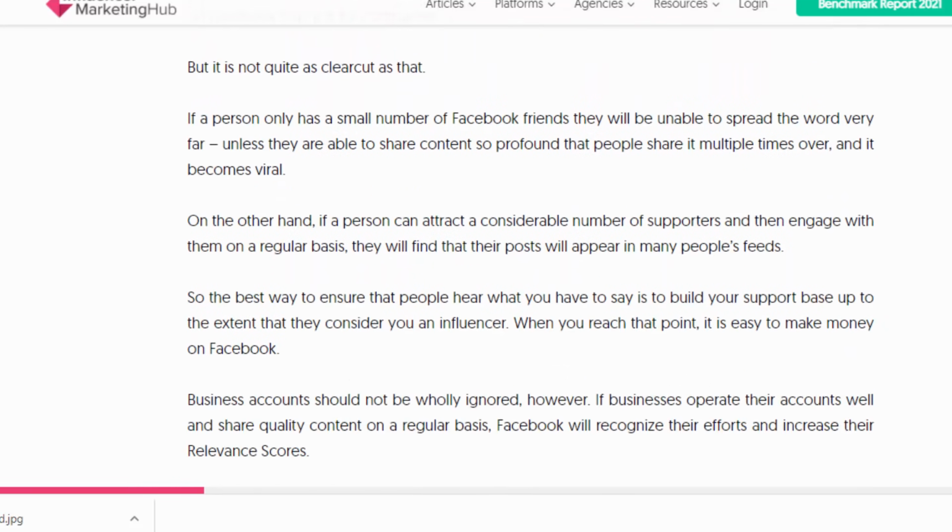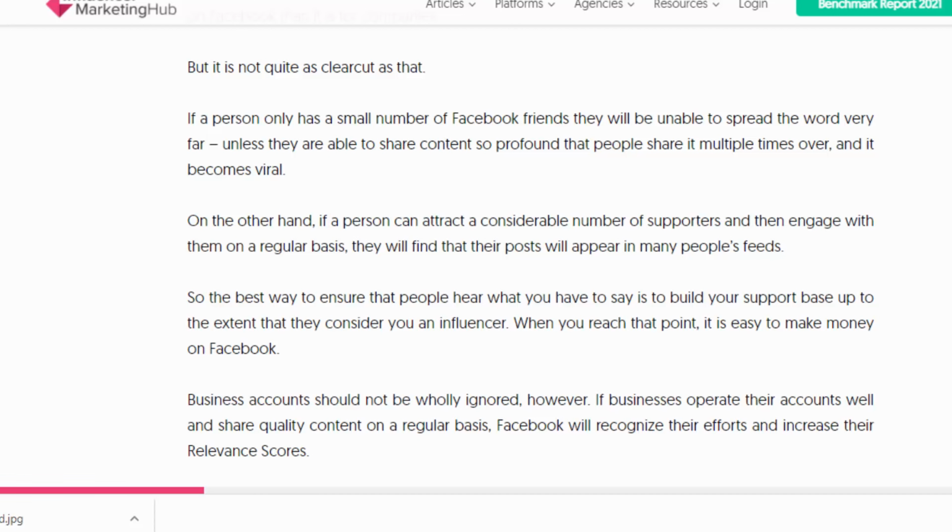But it is not quite as clear cut as that. If a person only has a small number of Facebook friends, then they will be unable to spread their words very far, unless they are able to share content so profound that people share it multiple times over and it becomes viral.